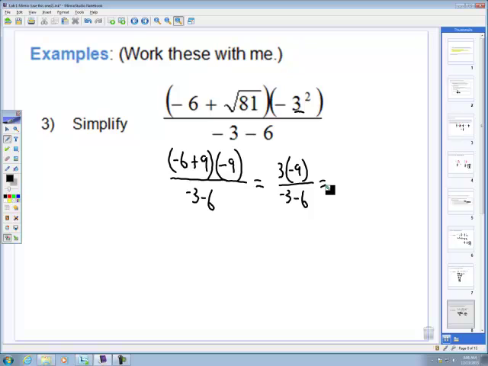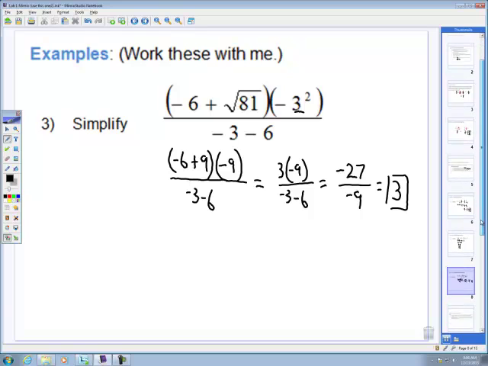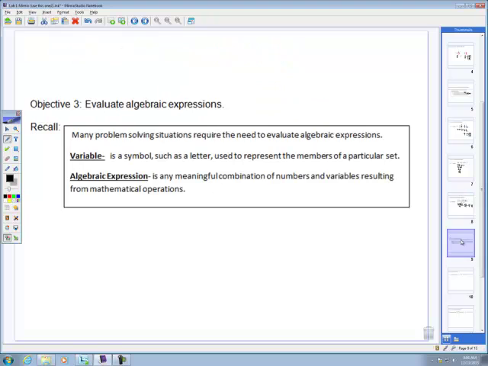All right, so positive 3 times a negative 9 would give us negative 27 divided by negative 3 minus 6, which would be negative 9. Negative 27 divided by negative 9 would give us a positive 3. So this problem simplifies to positive 3. All right, very good. Let's move on to our third objective.